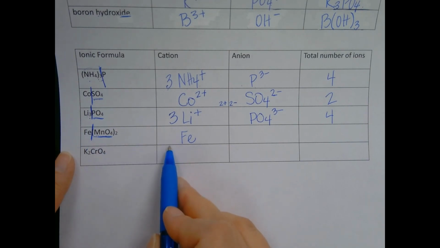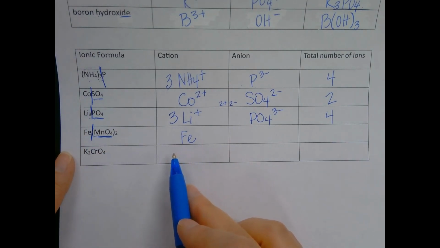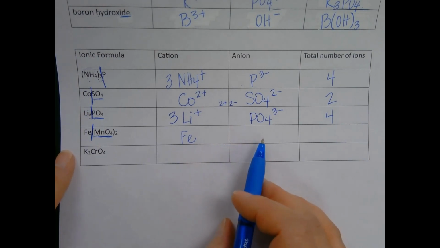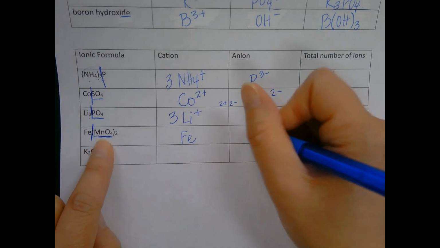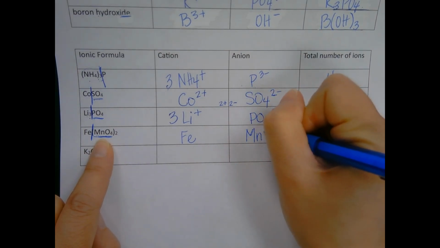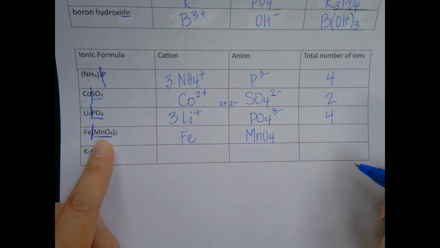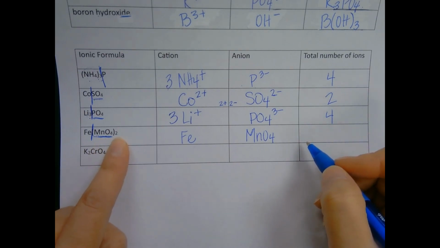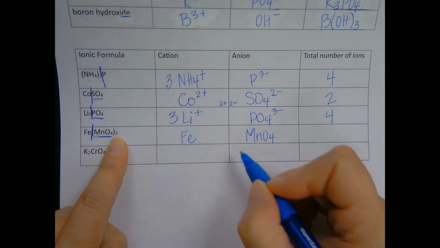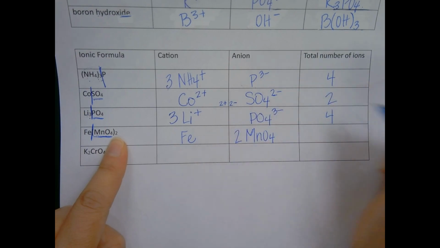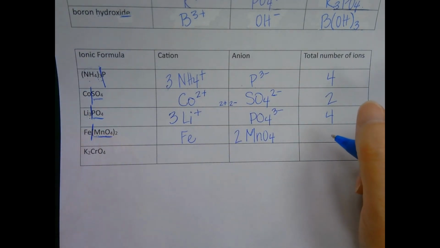There's only one of them. Now, iron is a transition metal, so we have to figure out its charge. But my anion is whatever is written in these parentheses, MnO4, which is permanganate. Now, this 2 on the outside of the parentheses tells me that there are 2 permanganates, okay? If you're not sure, you can always look at your references to see what this is.